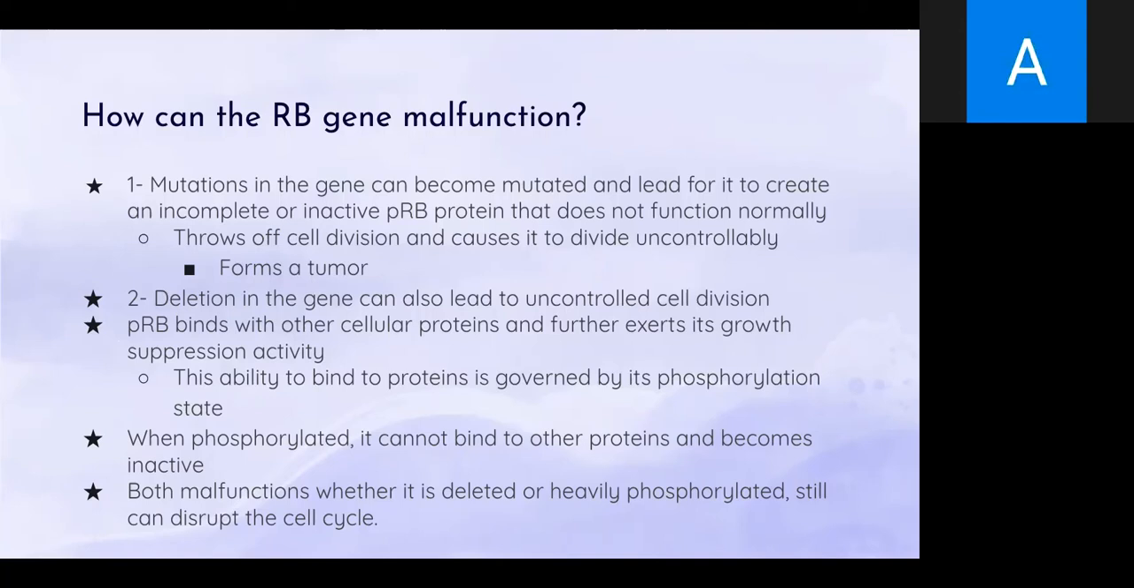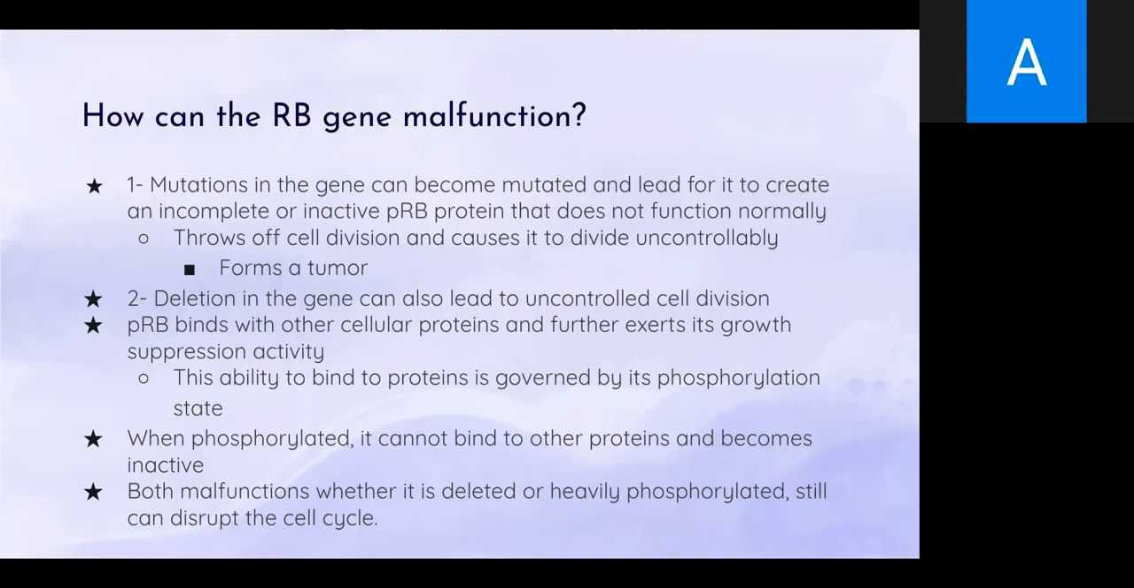Also, pRB binds with other proteins as well, to make that clear. It's not just RB. I'm going to mention a few more of the different genes later in my presentation, but just to get an idea of it, pRB is going to bind with other cellular proteins, and it further pushes out its growth suppression ability by binding to other proteins. This is done by its phosphorylation state. Phosphorylation is basically the addition of a phosphate group to a protein. And so when something is phosphorylated, it can't really bind to other proteins and it becomes inactive.